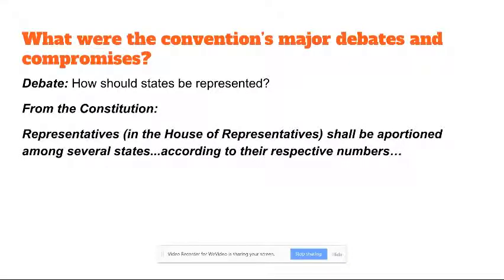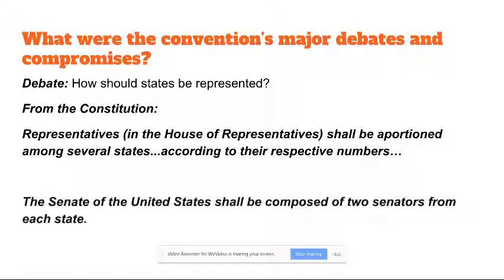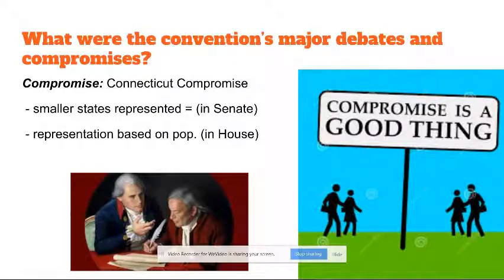Representatives in the House of Representatives shall be apportioned among several states according to their respective numbers. In another spot in the Constitution, it reads, the Senate of the United States shall be composed of 2 senators from each state. And again, this is the Connecticut Compromise. This plan was brilliant because the Connecticut Compromise gave both small states and large states, in some ways, the representation that they wanted.